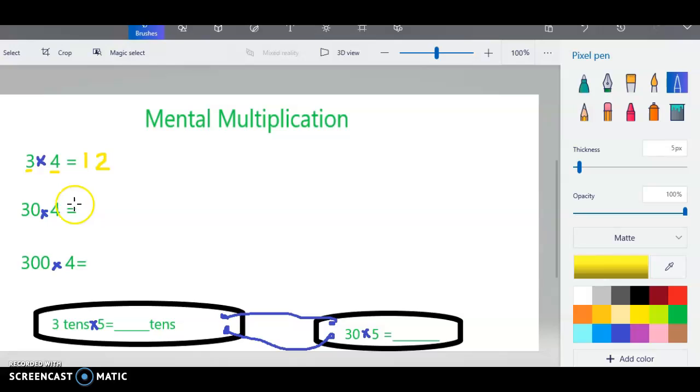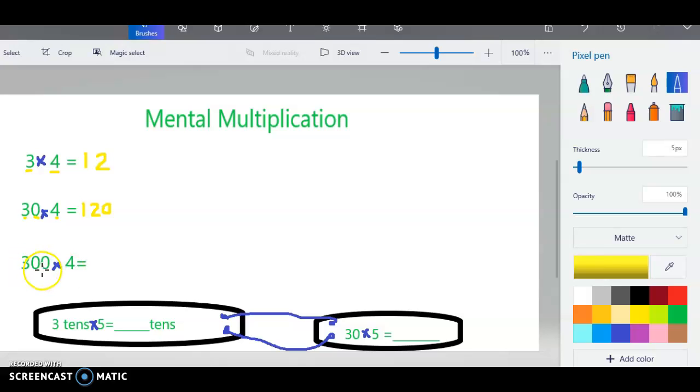Now, let's go ahead and take a look at this. We now have 30 times 4. Isn't this the same as 3 times 4, only that there's a 0 there? Yes, it is. So what we're going to do is say 4 times 3 is 12, and we're just going to add the 0 here, because we need to include that 0, so we put the 0 there. So it becomes 120.